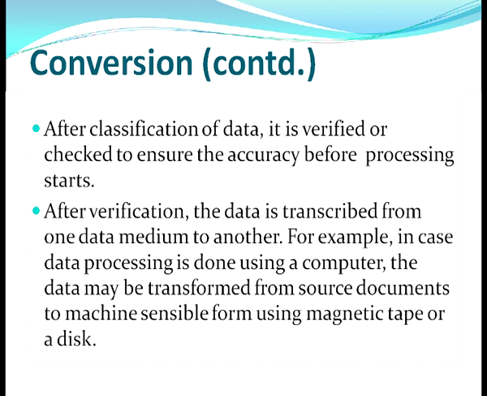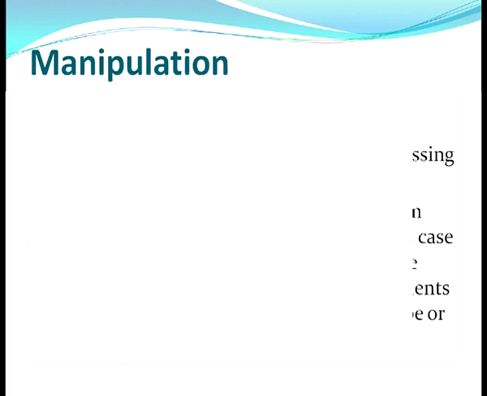And after verification, it is transcribed from one medium to another. Say, for example, I have made the records of my students. I would like to now store them on a permanent storage, on a hard disk, on a magnetic tape, on a CD, so that whenever I want it, I can take it back. So, data has to be converted into the form such that it is permanently stored and I am able to retrieve whenever I want it. This was about conversion. We move on to the next category of data processing, that is manipulation.